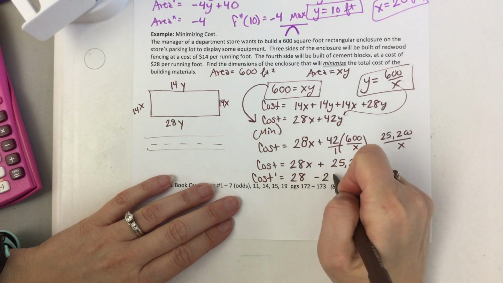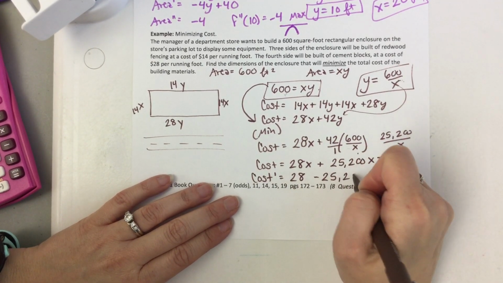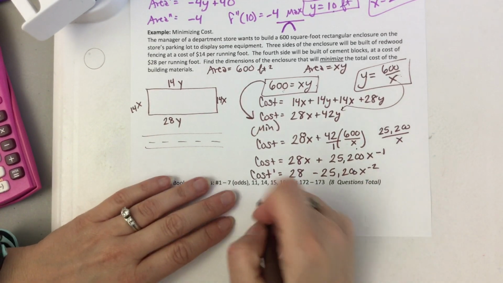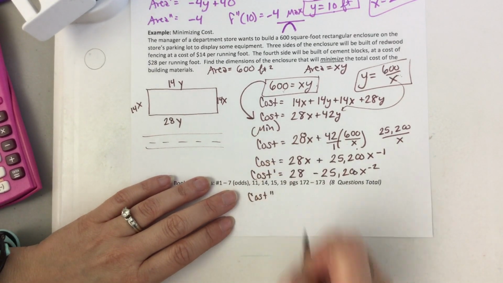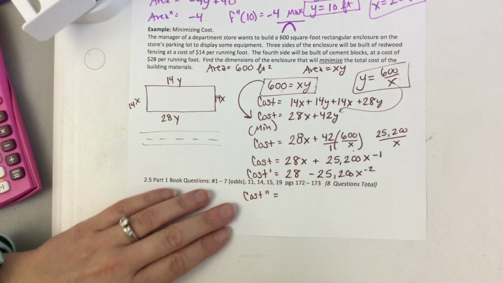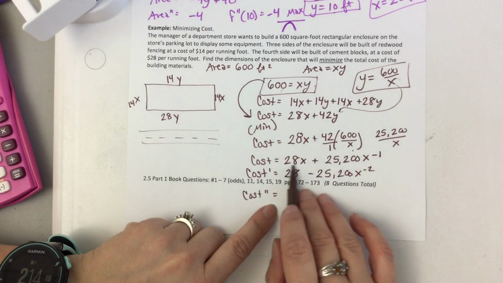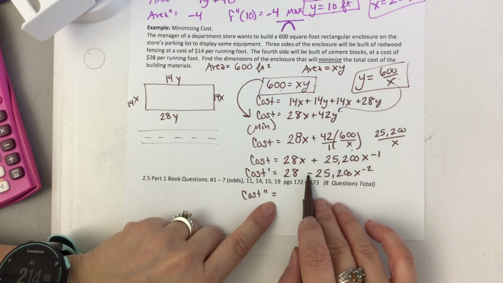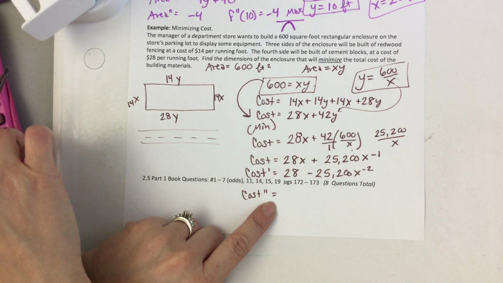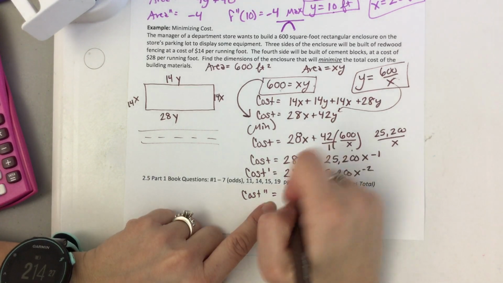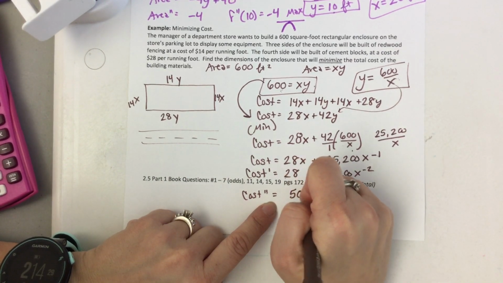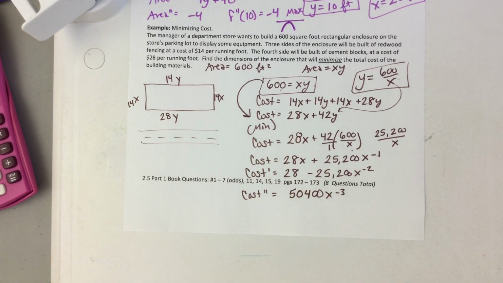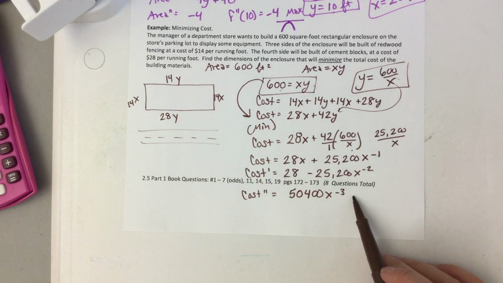This would be negative 25,200 x to the negative power of 2. Then if I want the second derivative, because I need to confirm that it's really a minimum, the derivative of 28 is 0. Negative times a negative is a positive. 25,200 times 2 is 50,400, x to the negative power of 3. So here are my derivatives.